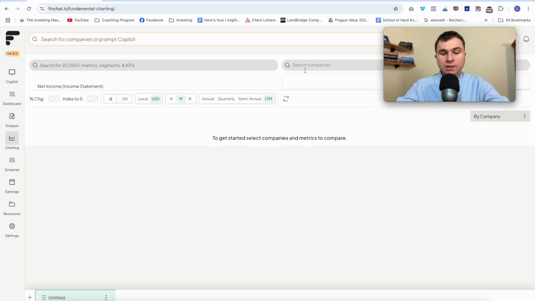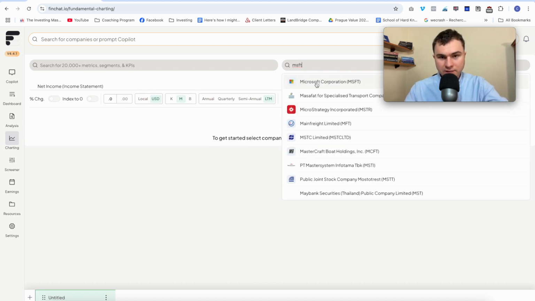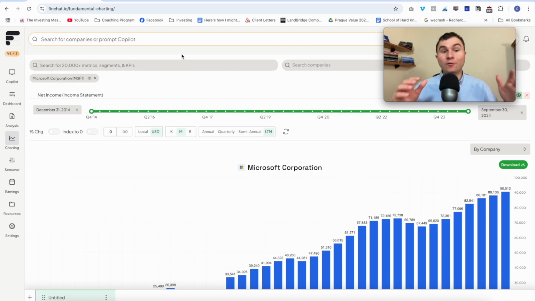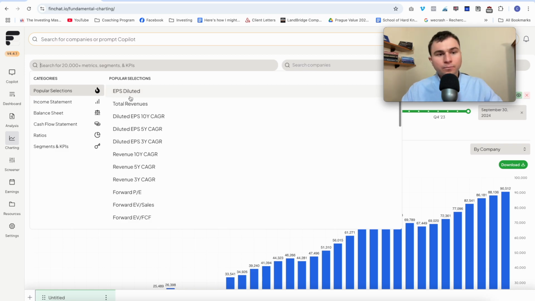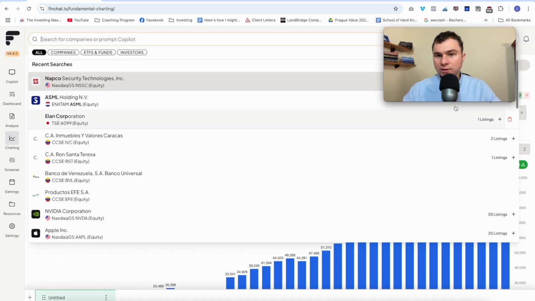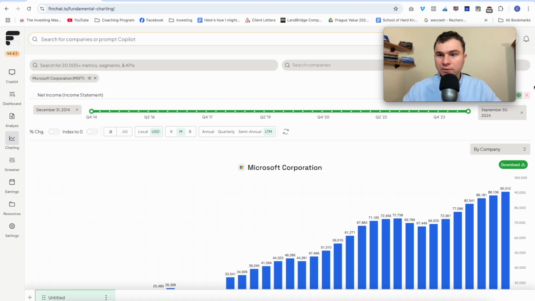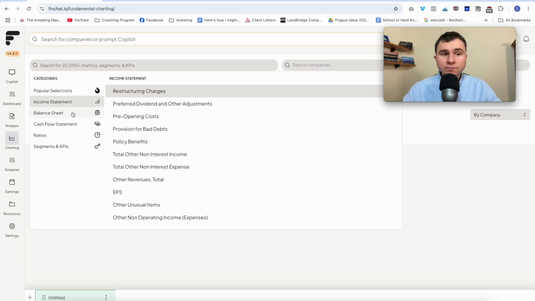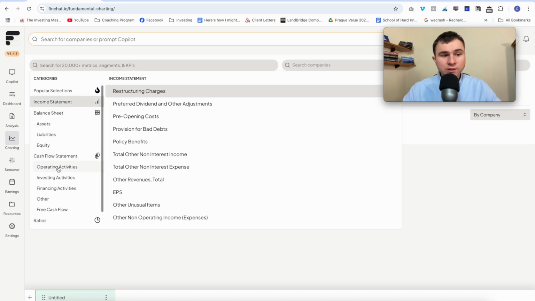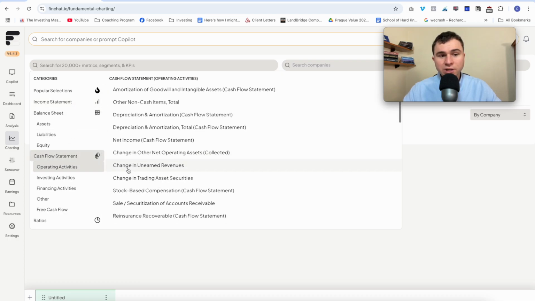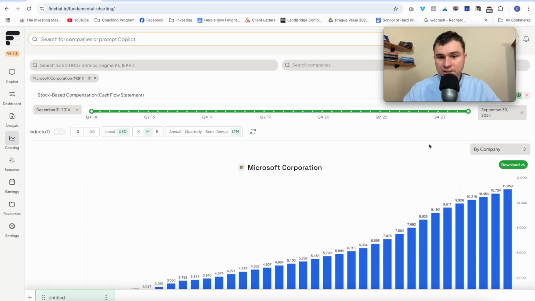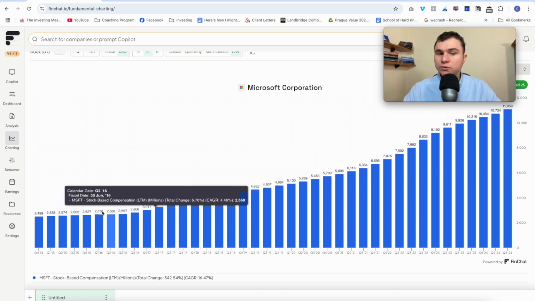Let me check a company I want, Microsoft, MSFT, and you are in the chart part of Finchat. So you click here. What do you want to see? Diluted EPS, revenue. Let me remove this one. That's the net income. What do you want to check? Something in the income statement? Something in the balance sheet? Cash flow statement? Operating activities? You want to change the net income to the stock-based compensation. Okay, I want to check the SBC of this company. I have it. Boom. 2 seconds.